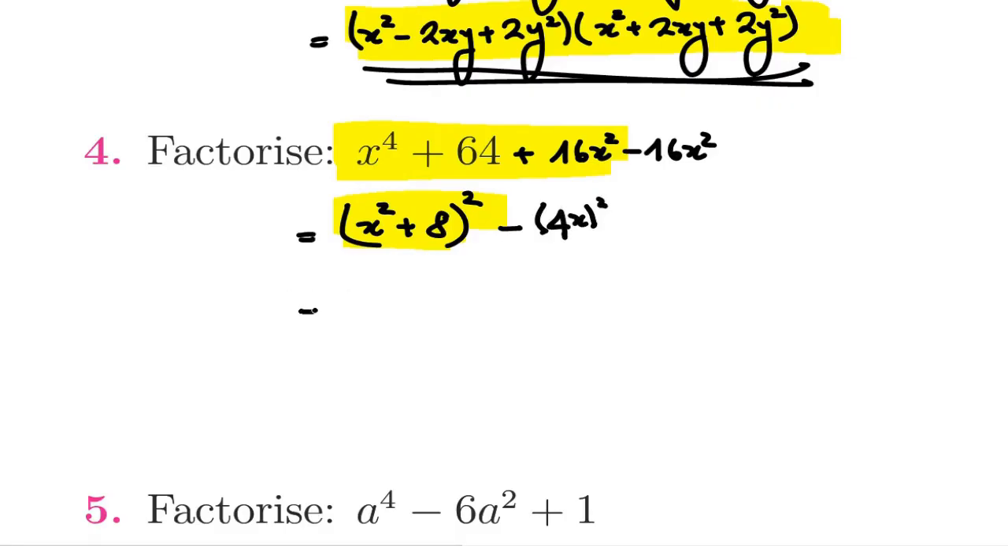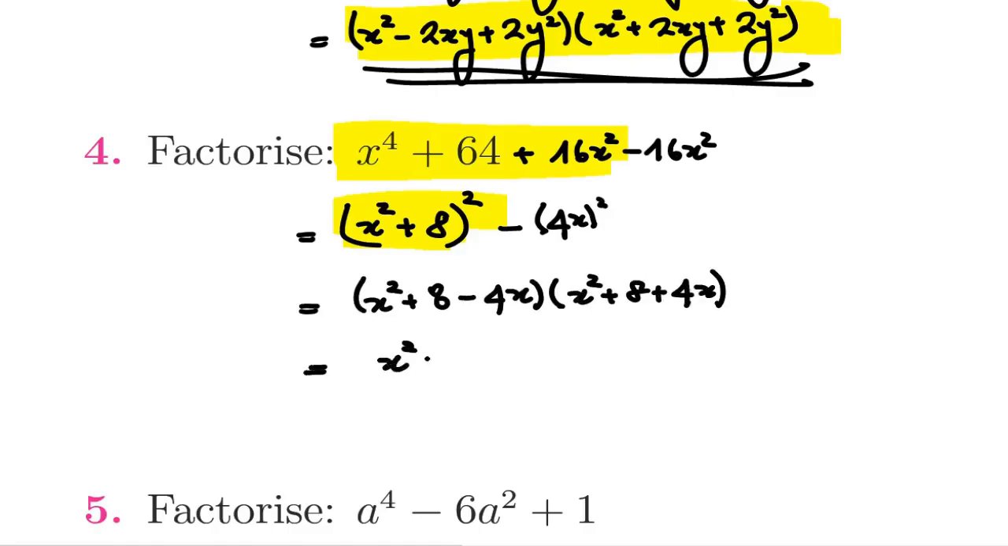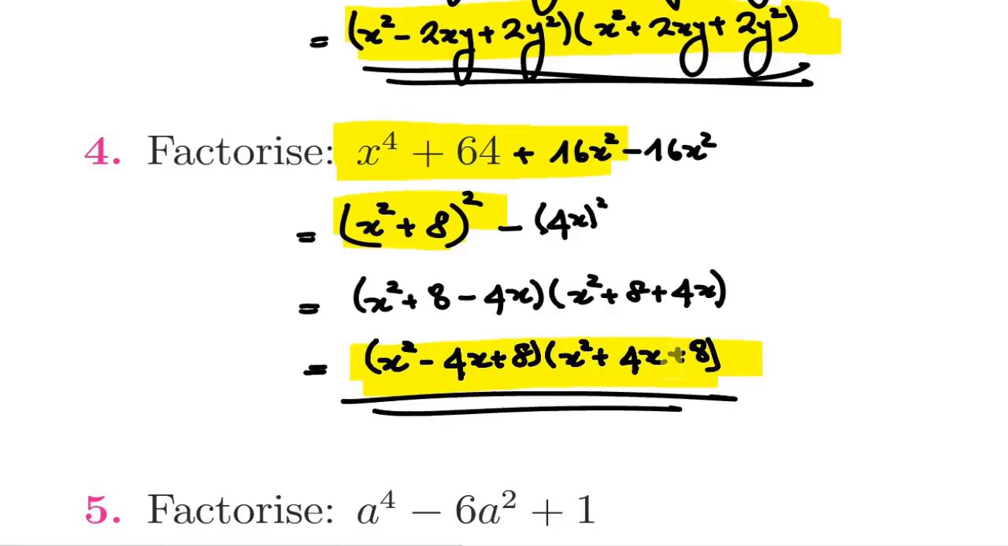Now we're directly applying the difference of squares. First minus second and first plus second. I'm going to bring the term with x to the middle. X squared minus 4x plus 8 and x squared plus 4x plus 8. This is our answer. What should we do here?